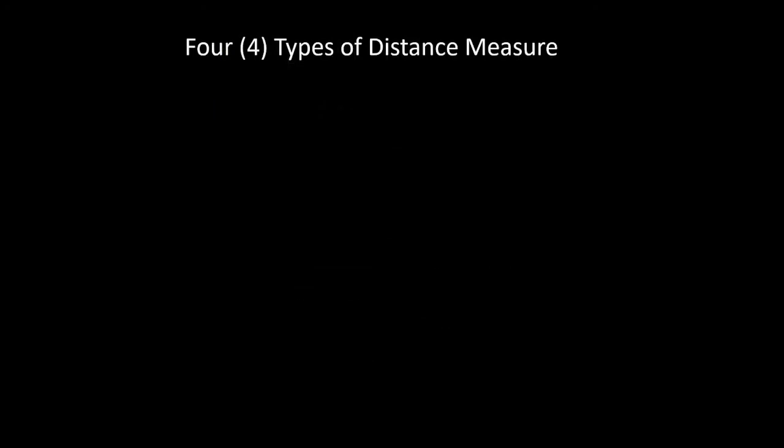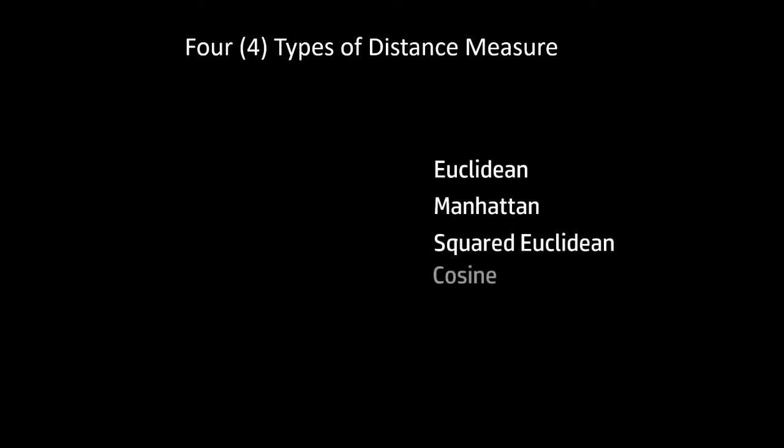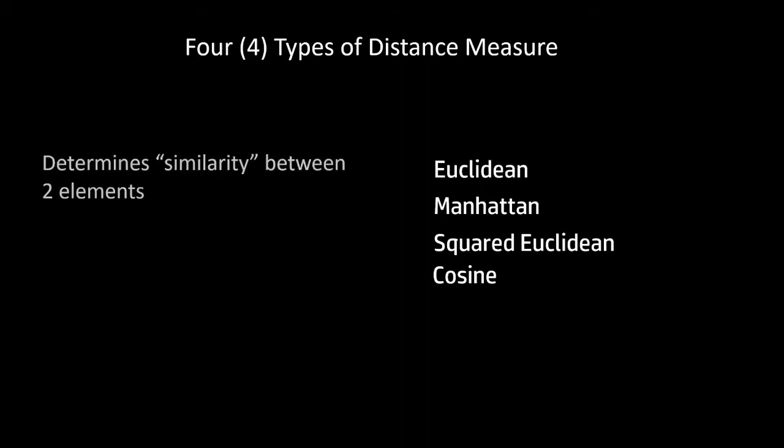Okay, so there are 4 types of distances that we can have. There's Euclidean, there's Manhattan, there's squared Euclidean, and finally cosine. These determine similarity between 2 elements, and they influence the shape of the clusters. But for the most part, we're just sticking with Euclidean. In fact, when we do the code, we're not even going to specify Euclidean. The Python libraries that we're going to use are going to do all that under the hood. But it's important to me that you understand what's going on in the background.